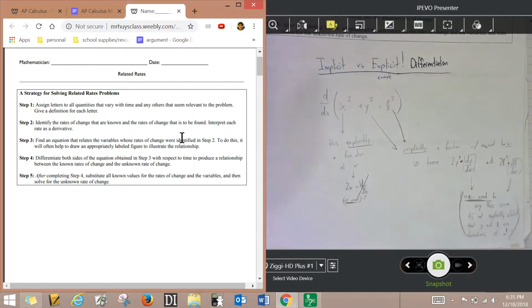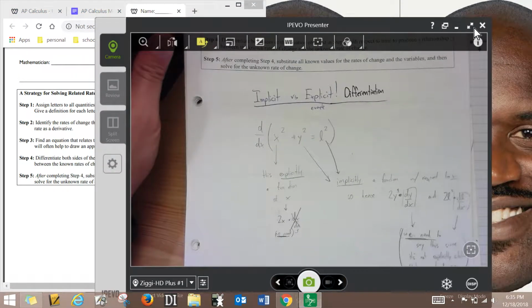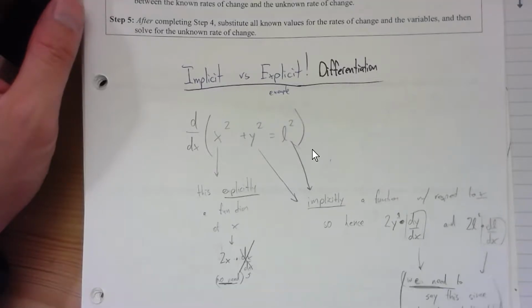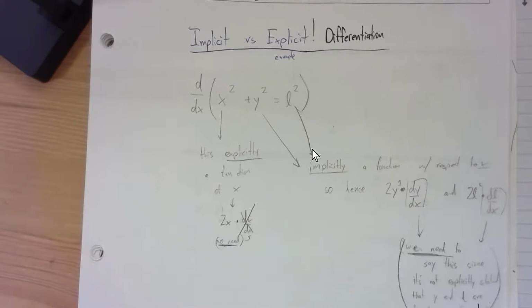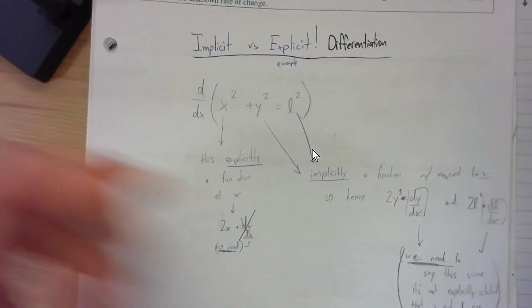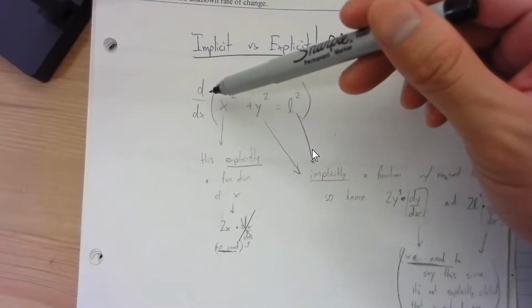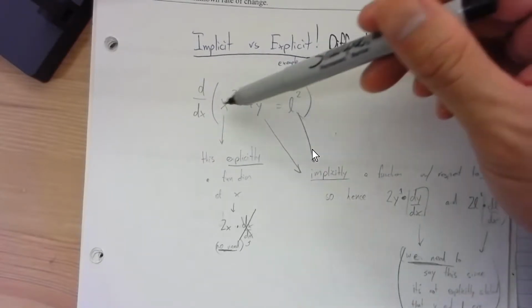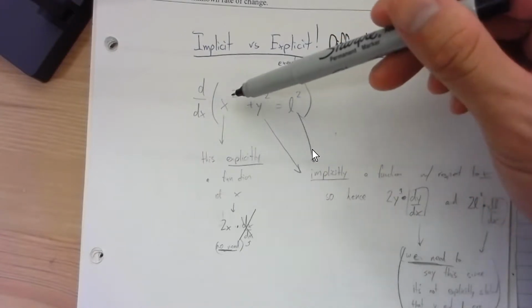I know it's a little hard to read. Maybe I should full screen this briefly. Okay, so it's just a reminder of what implicit versus explicit differentiation is. If I were to take the derivative of this equation, x squared plus y squared equals L squared, with respect to the independent variable being x, then this is how I would do it.